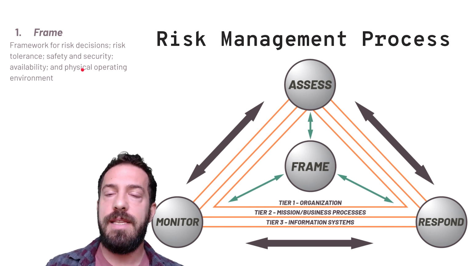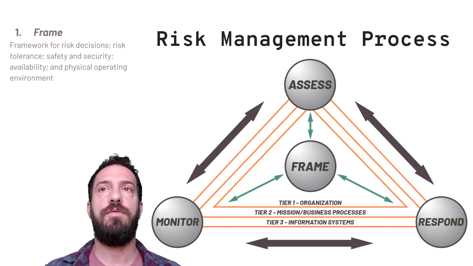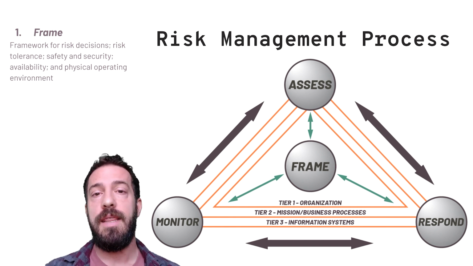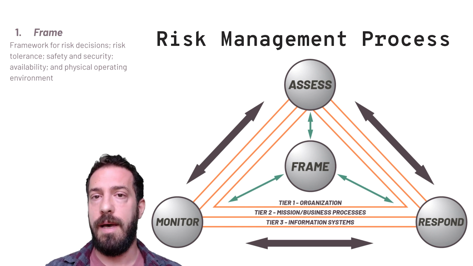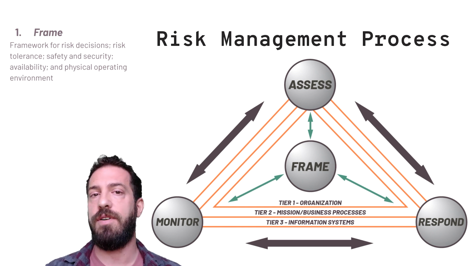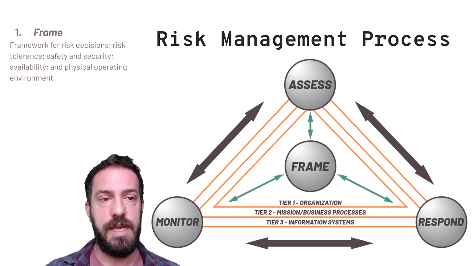We try to understand what is the framework we'll be operating on. If we are, for example, a power grid, then the risk tolerance will be much lower. We cannot afford even, for example, low risks, because if something goes wrong in our organization, this will have an impact to a whole country.